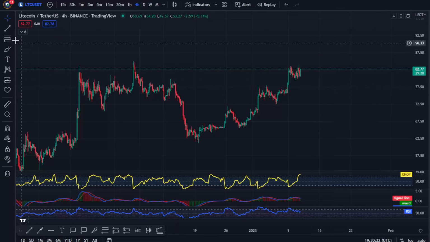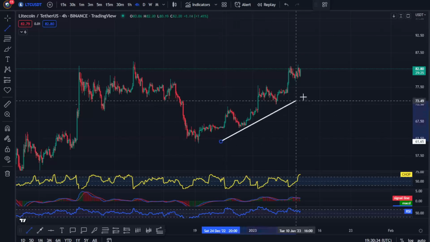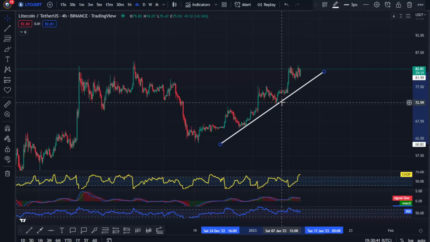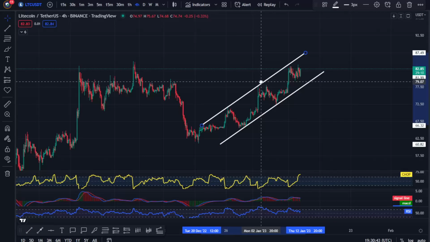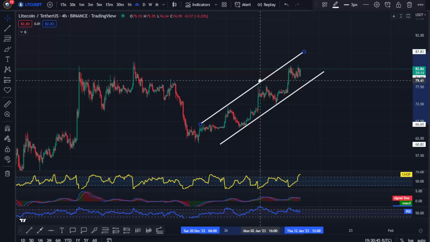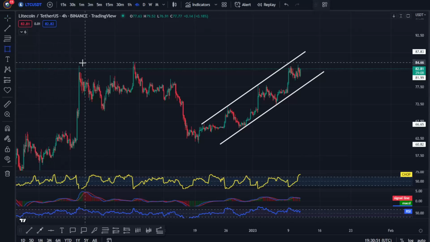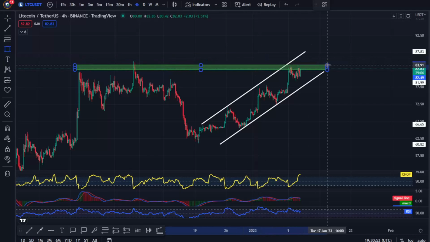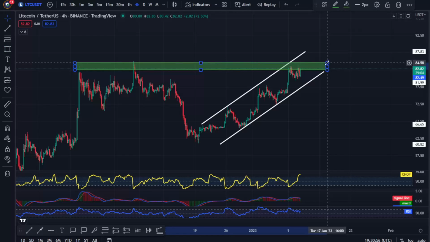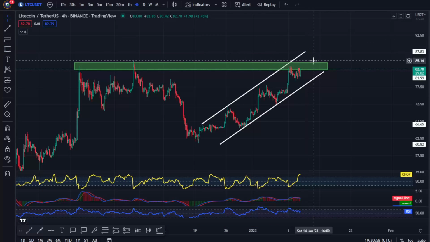Lastly, we'll do a short LTC update based on a 4-hour interval. Let's start by marking with the white lines the uptrend channel in which the price is currently moving. Next, we can immediately notice a strong support zone from $82.49 to $84.58, which the price is currently struggling with.